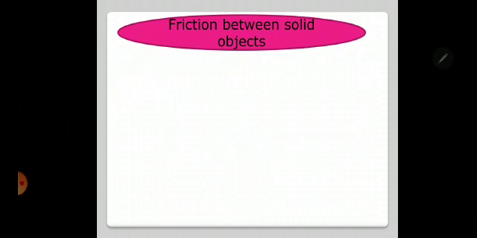These are the three types of the friction force. The first type we will study is friction between solid objects.